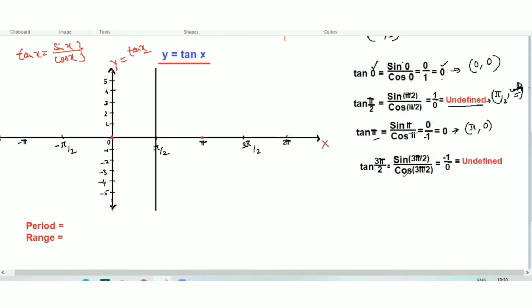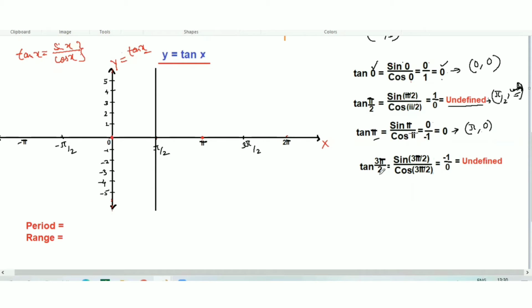Now see the next angle. So we have taken here 3 pi over 2. Tan of 3 pi over 2 will be, so I have taken pi and 2 pi. Okay, so between 0 and pi, between pi over 2, and between pi and 2 pi, here is 3 pi over 2.